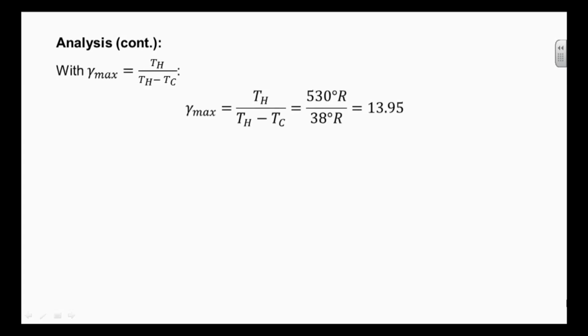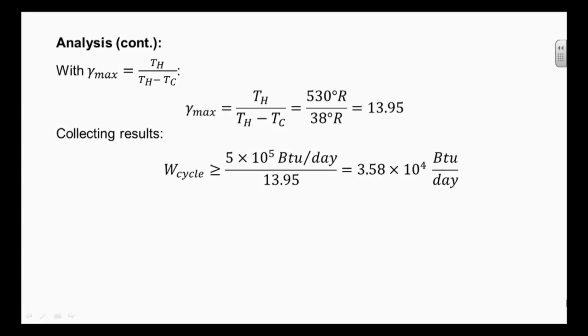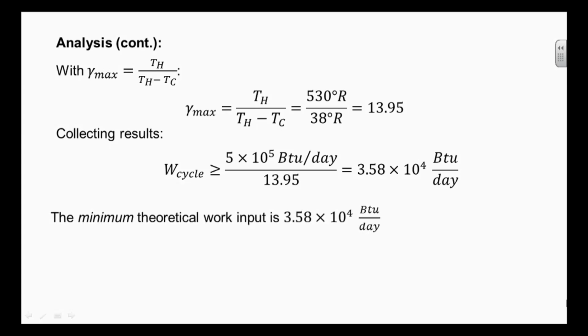Using the expression for gamma max equal to T sub H divided by T sub H minus T sub C, and substituting the temperature values gives us gamma max is equal to 13.95. By using this value we just calculated for gamma max and substituting into the expression for the work of the heat pump yields the following inequality. W cycle is greater or equal to 3.58 times 10 to the fourth BTUs per day. Therefore, the minimum theoretical work input for the heat pump system is 3.58 times 10 to the fourth BTU per day.